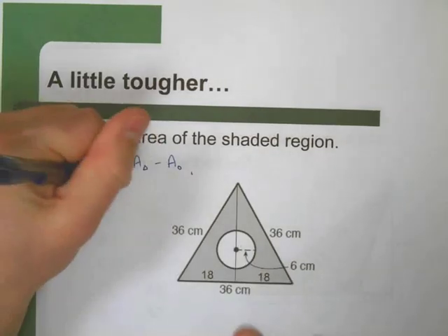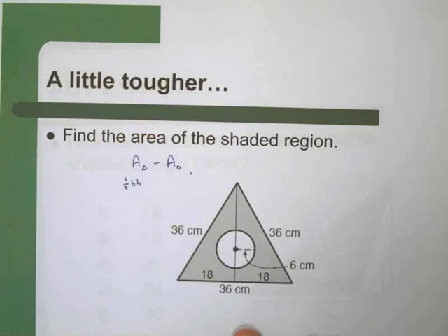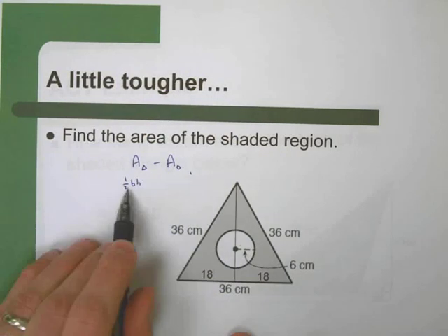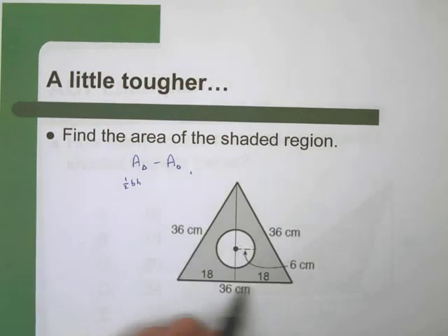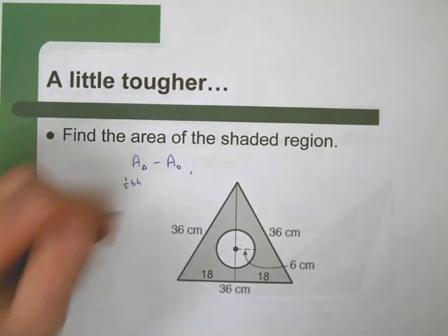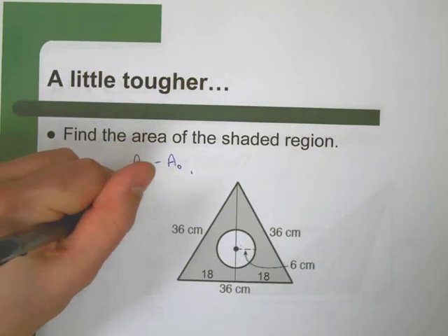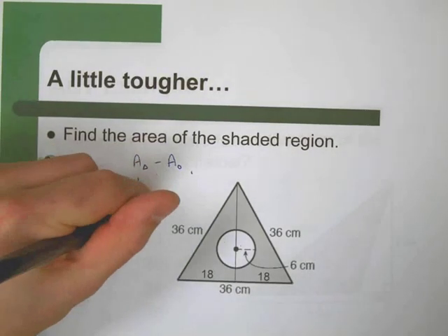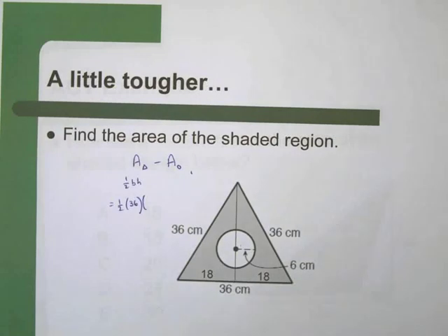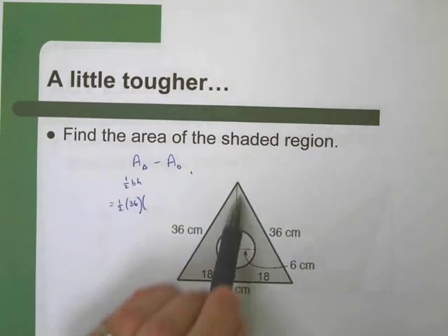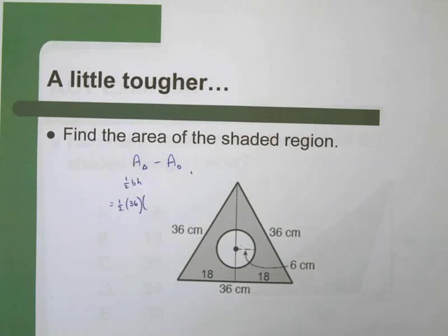Well, here's what I need to know. The area of a triangle is 1/2 times base times height. What's the base of this triangle here? I see that it goes 36 units all the way across, right? So that's 1/2 times 36. Now the question is, how tall is the triangle? Well, I'm not given that dimension, so I've got some work to do, right?